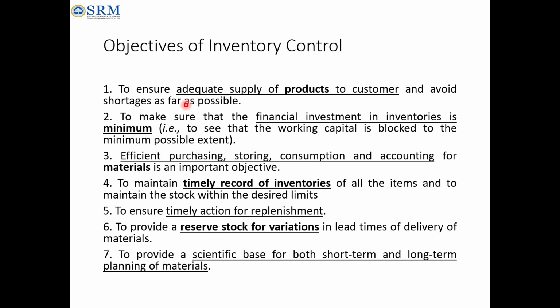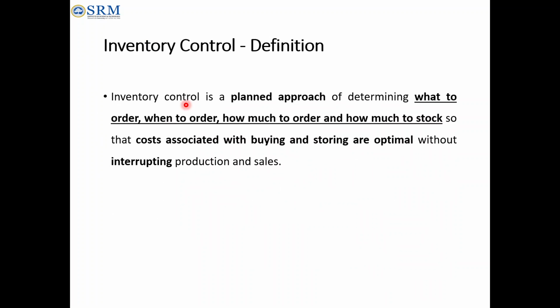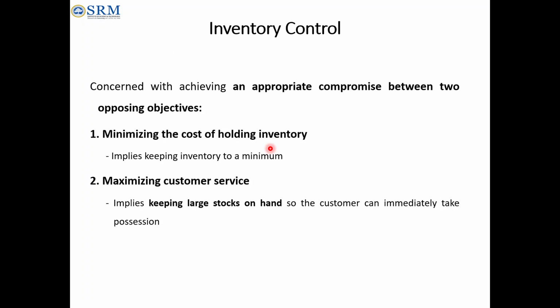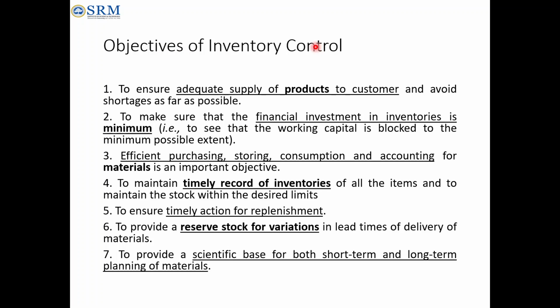Then what are the objectives of inventory control? We know what is meant by inventory control. From this slide, it's clearly stated that it's a planned approach to determine what to order, when to order, how much to order, and how much to stock, so that costs associated with buying and storing are optimal. If we have this definition, the objectives will also be aligned with this definition of inventory control. So those are the objectives of inventory control.